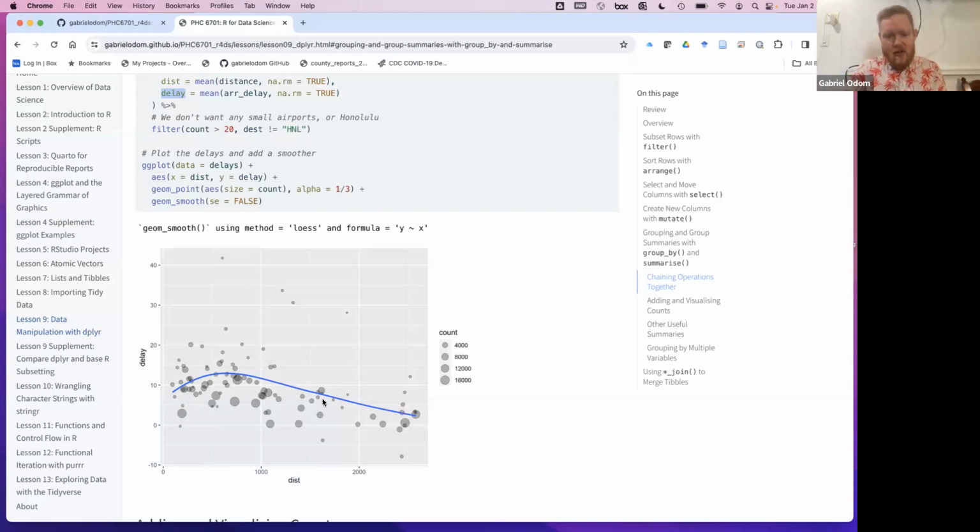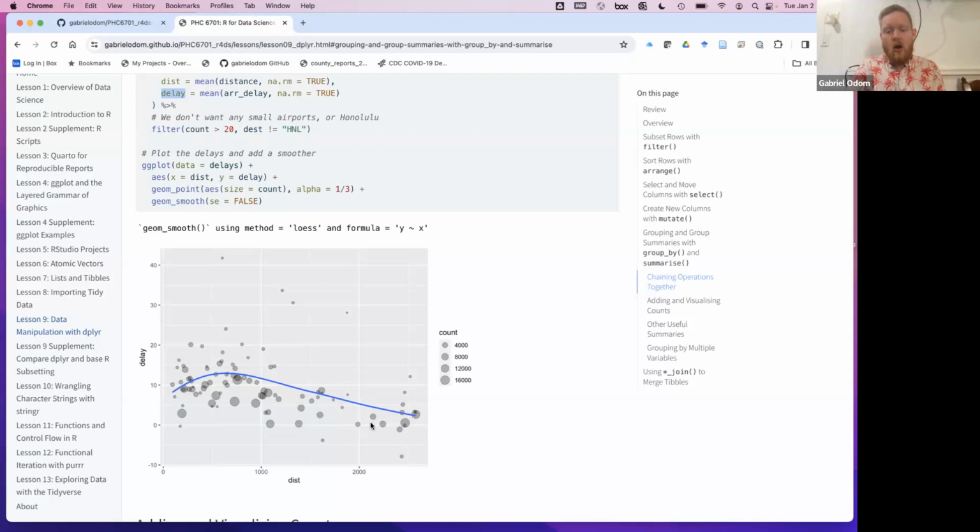And you can see here there's almost a little hump shape. If you've been on a plane, maybe you've heard the pilot come over the intercom and say, hey, we were a little delayed getting out of the airport, but we're going to try to make up the difference in the air.